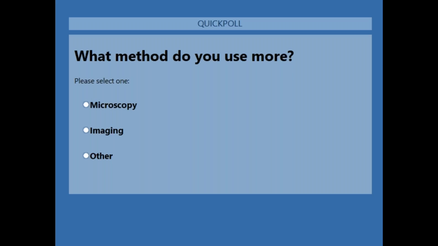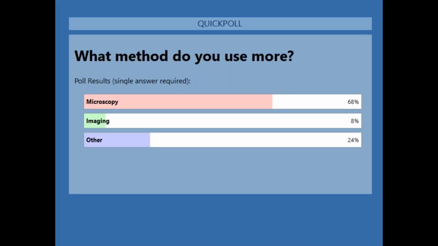And once again, lots of answers coming in. Fantastic. All right, I think I'm going to close up the poll now and share the results. Wow, that is overwhelming. 68% microscopy, 24% said other, and 8% said imaging. So 68% microscopy. Tom, interesting results. Yeah, this is great. So we've got the right audience here, Lauren. Woohoo!